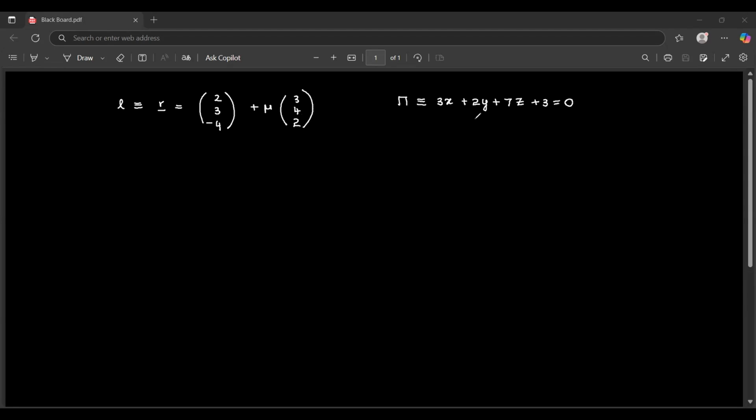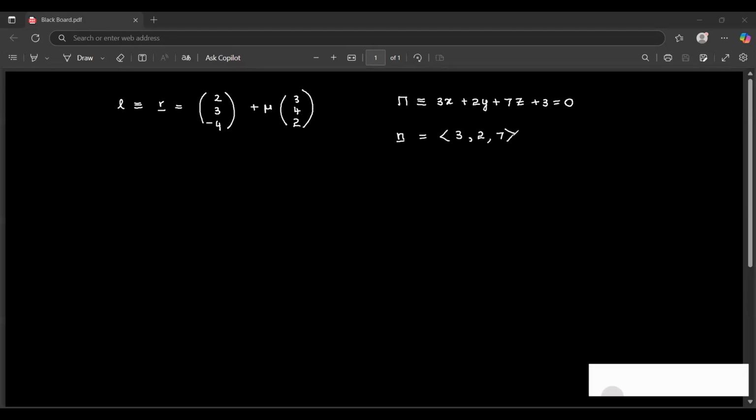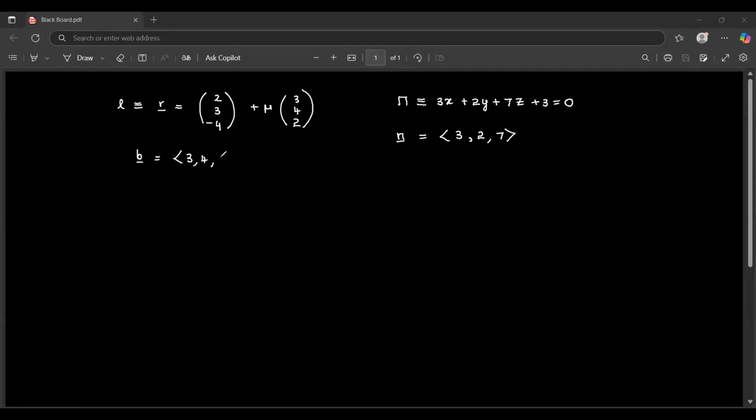We know if the Cartesian equation of a plane is given, we can find the normal vector. So n can be given as 3, 2, and 7. First of all, we have to check whether this line is parallel to the given plane. Let's name the direction vector as b. So b will be equal to 3, 4, and 2. First of all, we have to check b dot n. So b dot n will be equal to 3 into 3 plus 2 into 4 plus 7 into 2.